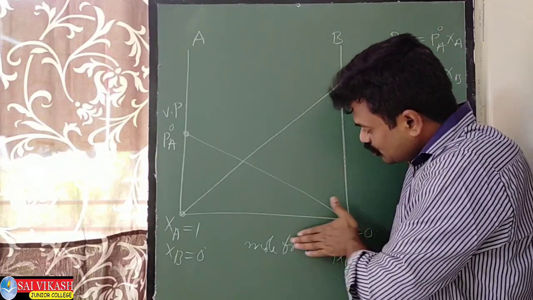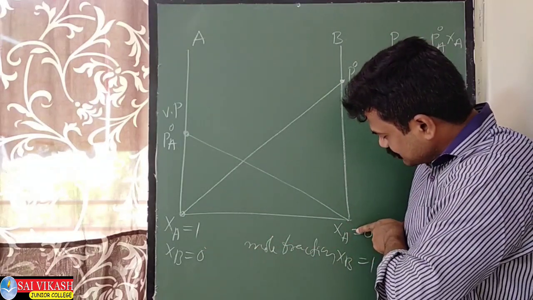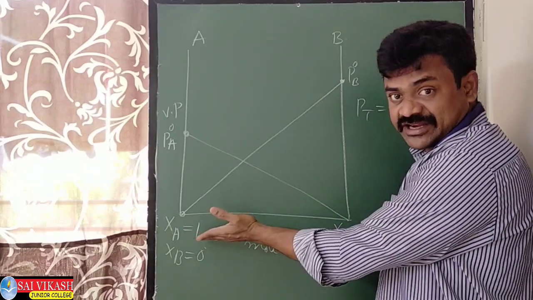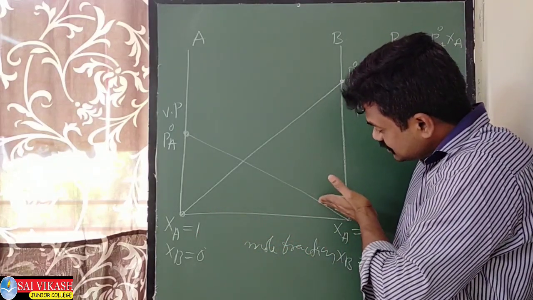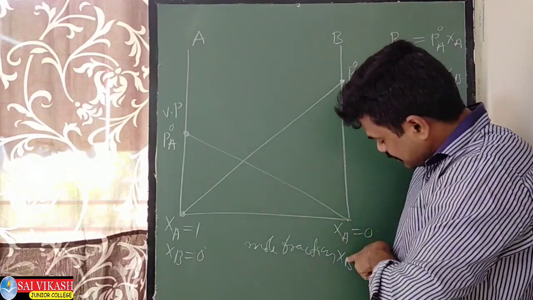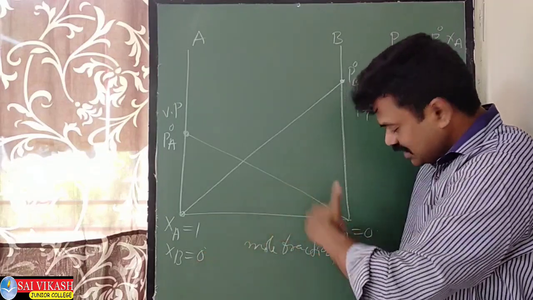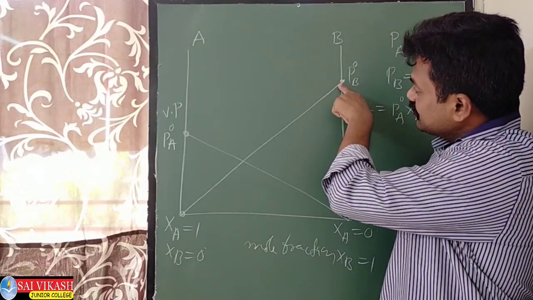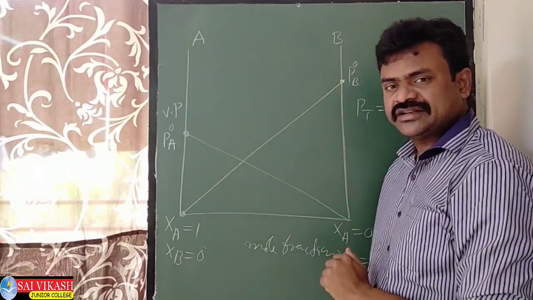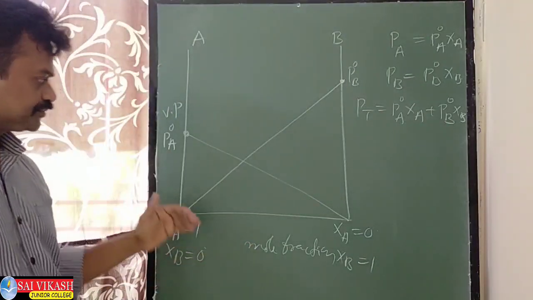Moving from this side to this side, the XA value goes from 0 to 1, means XA is being added from this side. As XA is added, the partial vapor pressure of A increases. As XA is added, XB decreases. See, XB equals 1 becomes 0. XB decreases, so the partial vapor pressure of B also decreases. We can take either side. This is the reason I am explaining from this direction now.